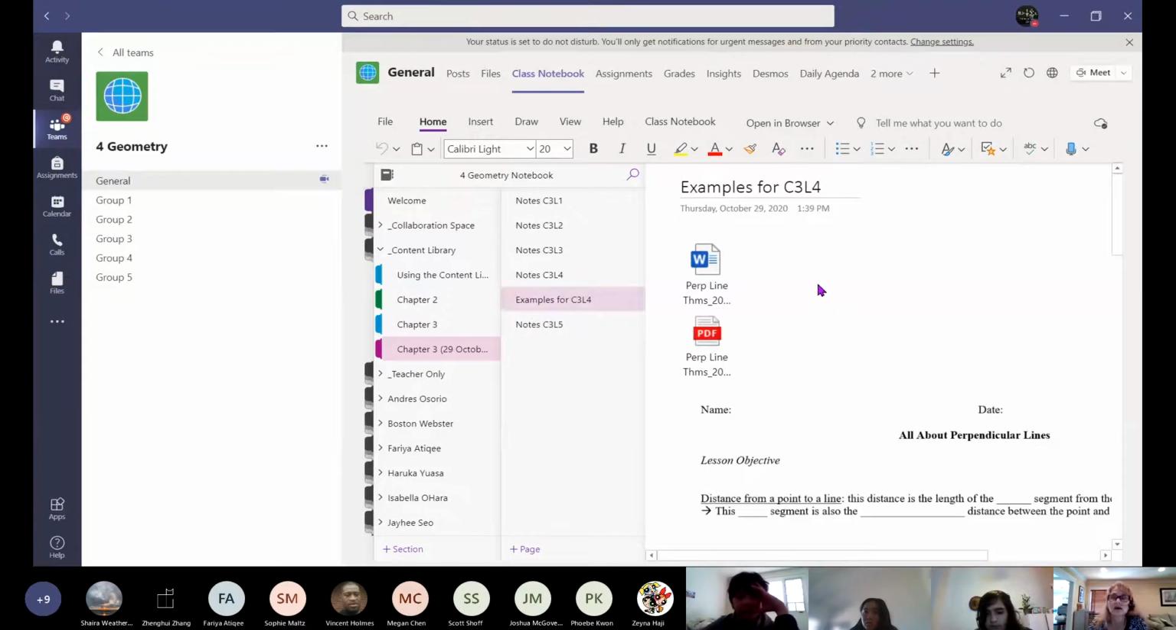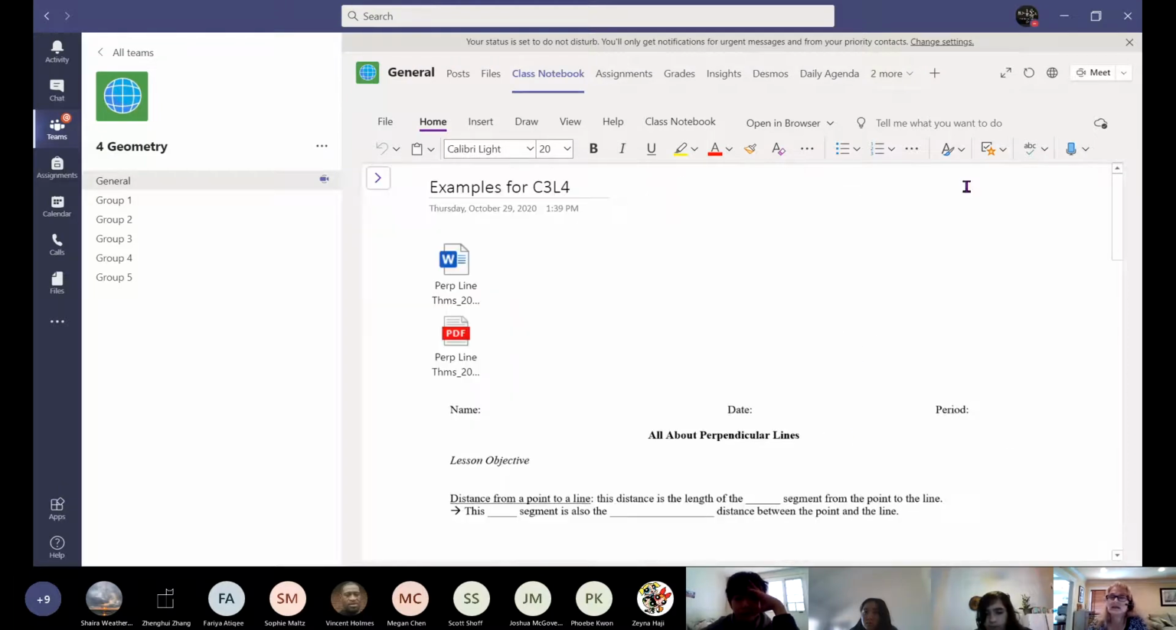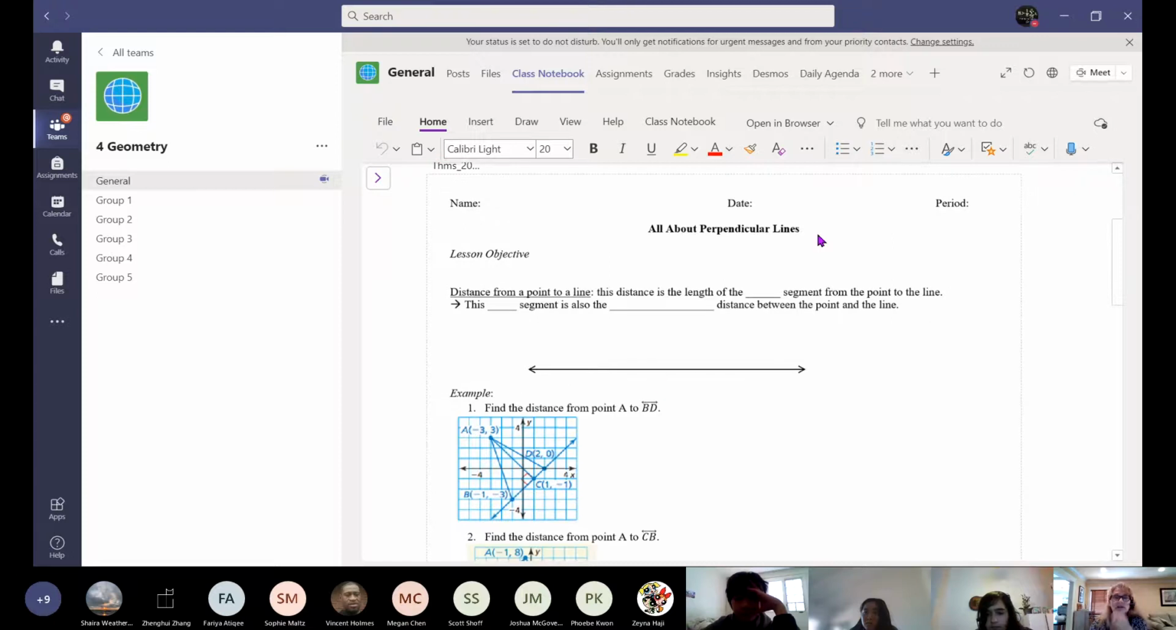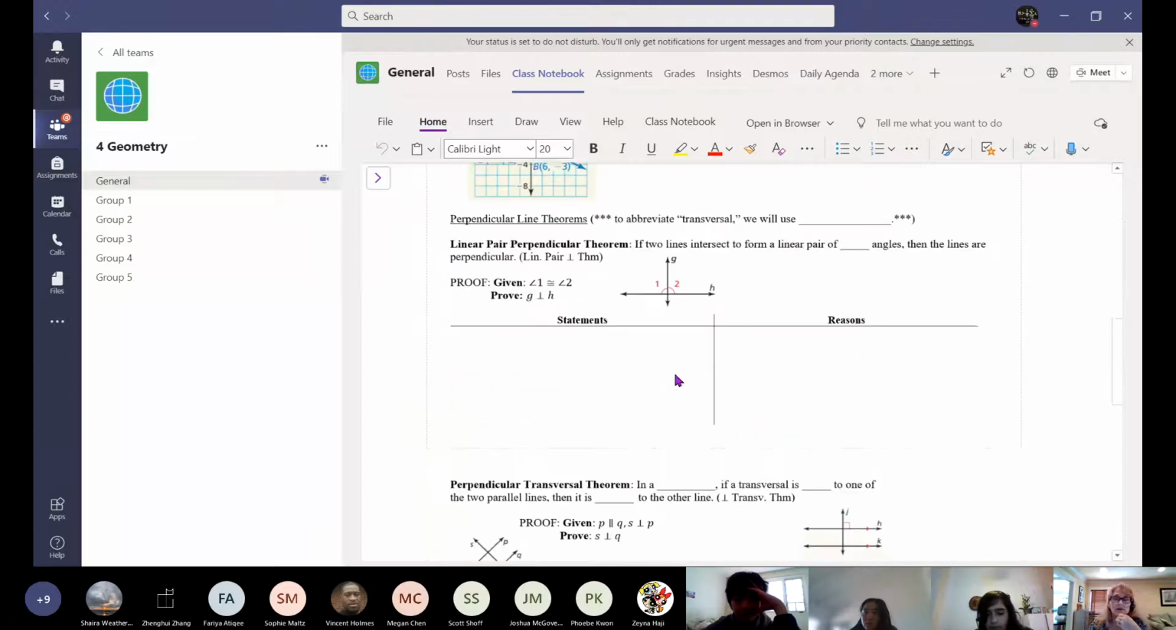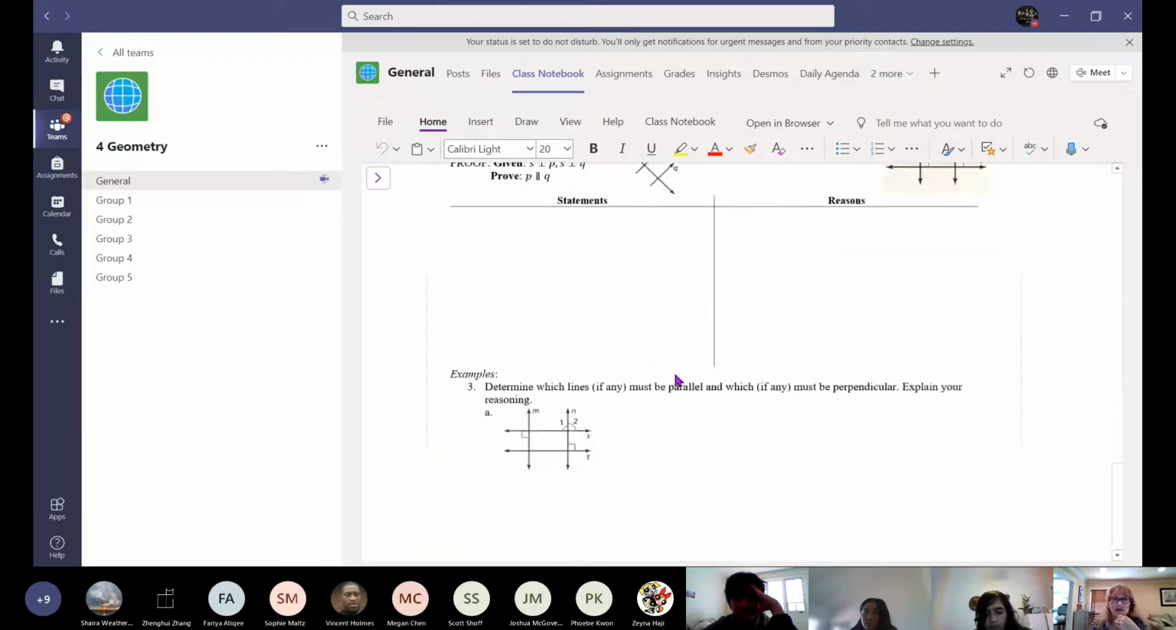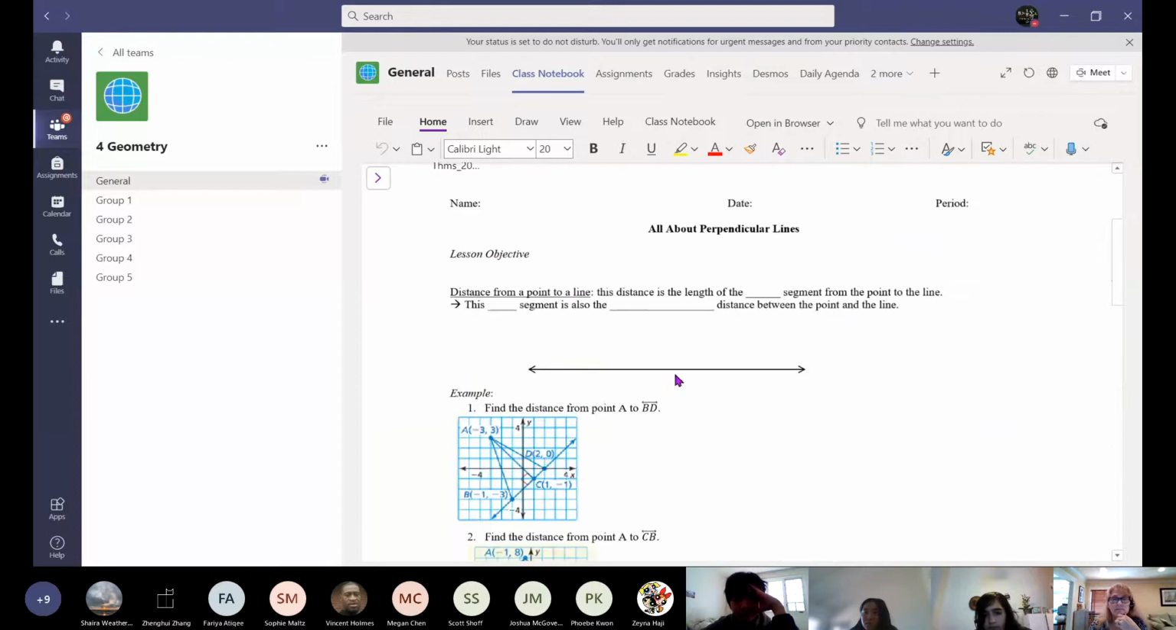Okay. So if you want to open up your notebook now, go ahead and open another tab or whatever you need to do. Or you can open it in Word or as a PDF if you're going to write on it. For my purposes, I printed it out so that I could do it in color. But if you want to print it or try to write on it, do it now. Okay. We're going to do all about perpendicular lines, and I'm going to go ahead and switch to my camera now.